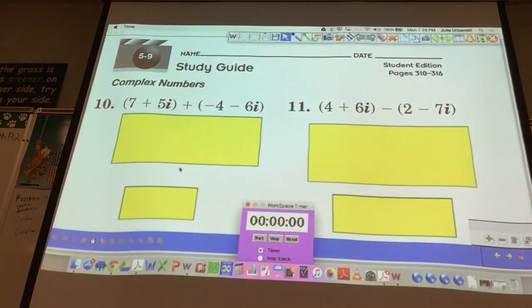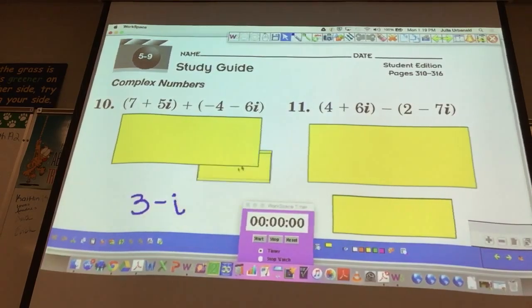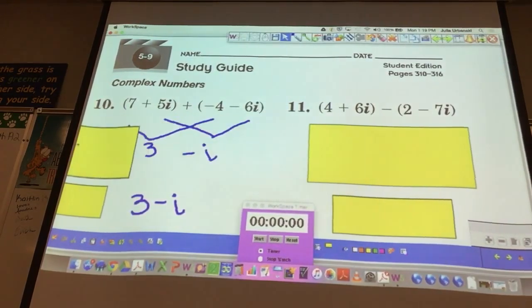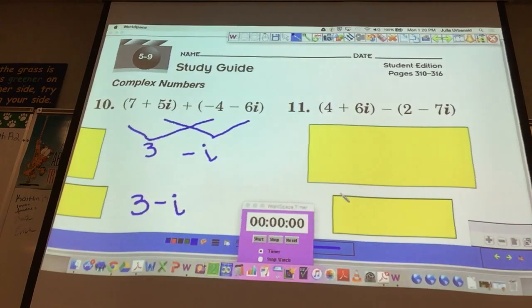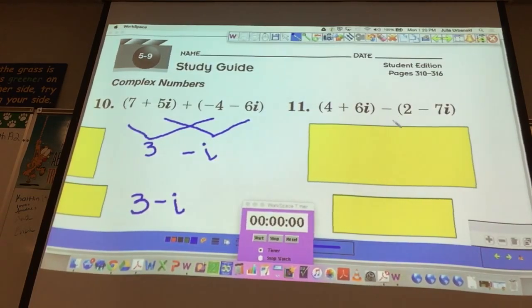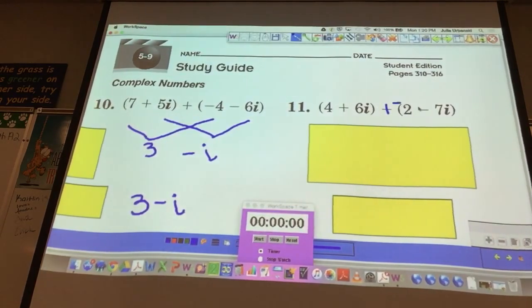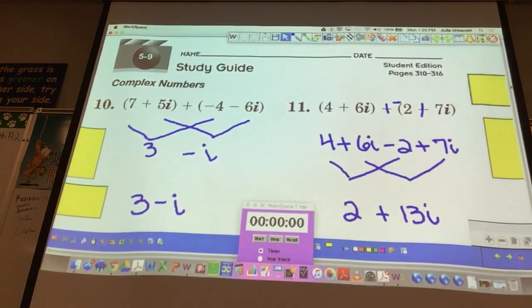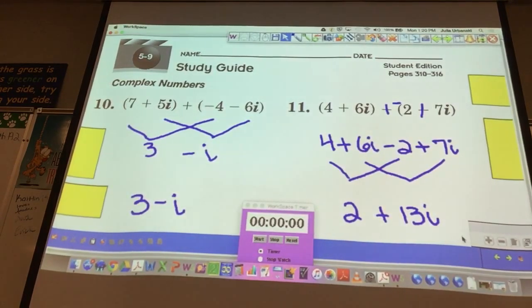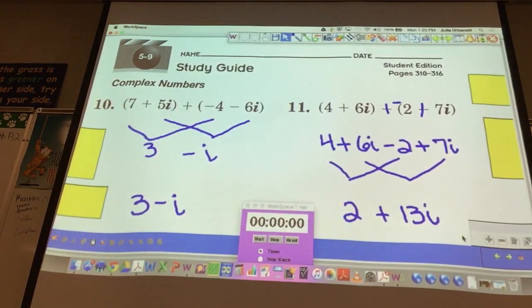So, you should have had 3 minus i. Any questions on that? That's fine. You get it? What about this one? Is this a 2 or a negative 2? Negative 2. It's plus a negative, and what's this? Positive 7i. So when you combine your terms, you get 4 minus 2 is 2, 6 plus 7 is 13i. Questions on those?